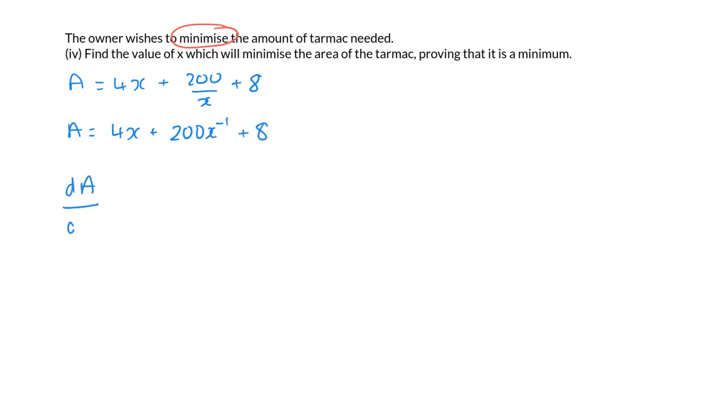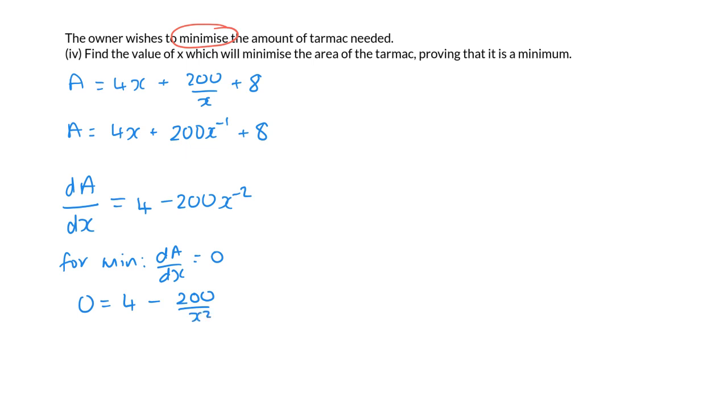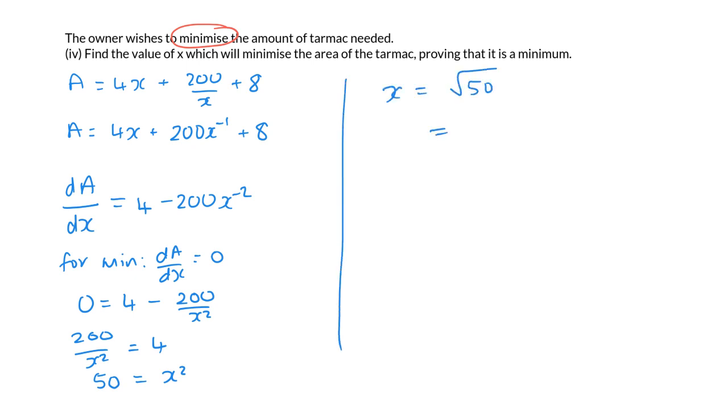So we're differentiating A with respect to x. So dA by dx we have 4 minus 200 x to the minus 2. So for the minimum, we know that dA by dx has to equal naught. So naught equals 4 minus 200 over x squared. Bring that minus 200 over x squared over to the left-hand side to make it positive. Bring the x squared up and bring the 4 down. So that's 200 over 4, which is 50. So that means that x equals the square root of 50, which is 7.07, and our units are meters.